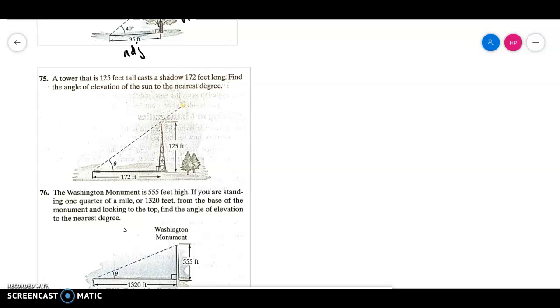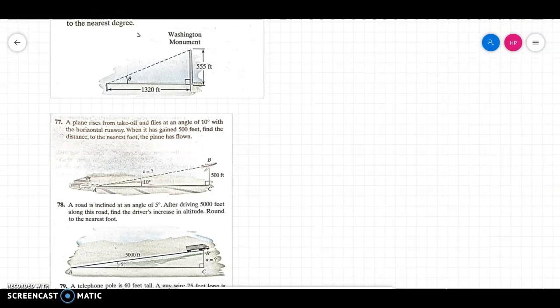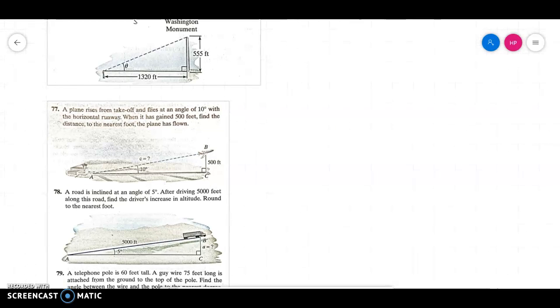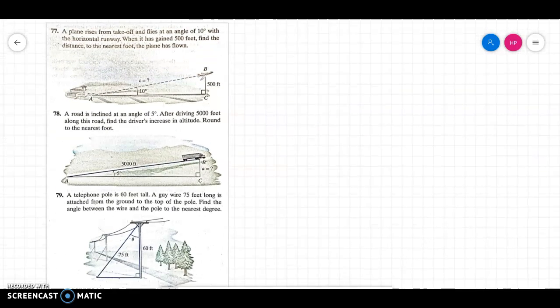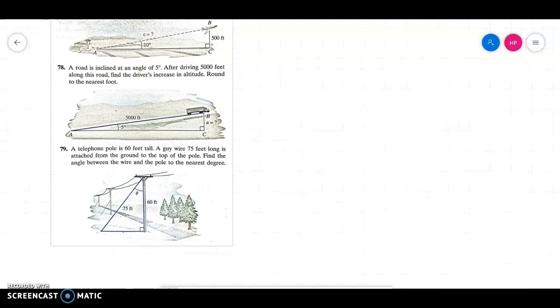Let's look at 75. You're finding the angle instead, as is 76. And then we get back into some measurements. Let's take a look at the last one here, number 79. A telephone pole is 60 feet tall. They gave me that. And if I look at where my theta is at the top, that's the angle I'm trying to find. The 60 is adjacent to that.